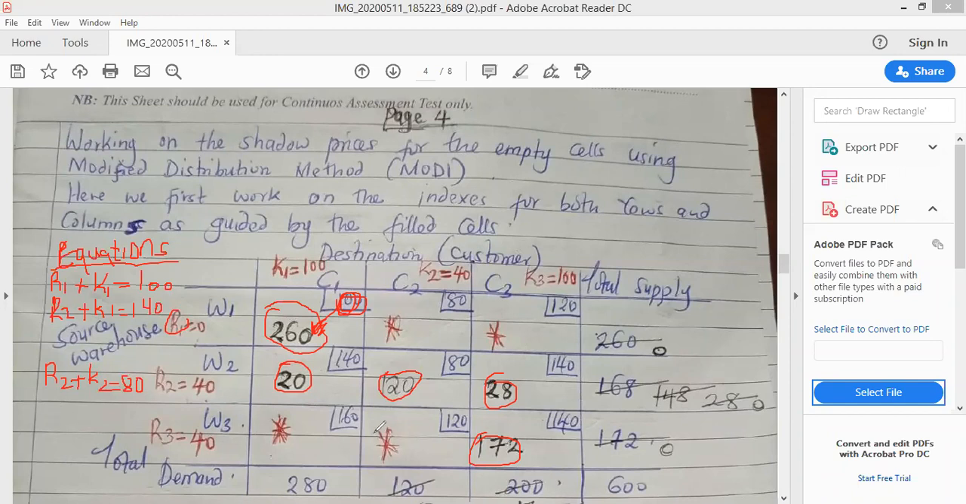Then we also have this equation to be formed. Let's use this cell: R2 plus K3. Alongside this column, we have an index of K3. We equate this to the unit cost in that cell, 140.